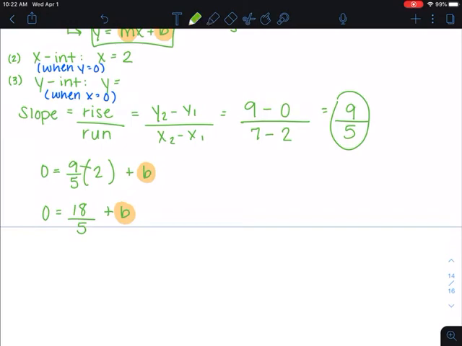Alrighty. And then still trying to get b by itself. So if we have a positive 18 over 5, to bring it to the other side, you have to subtract 18 over 5.